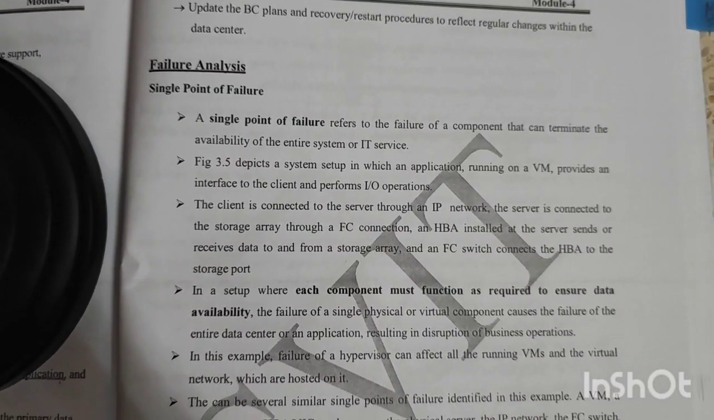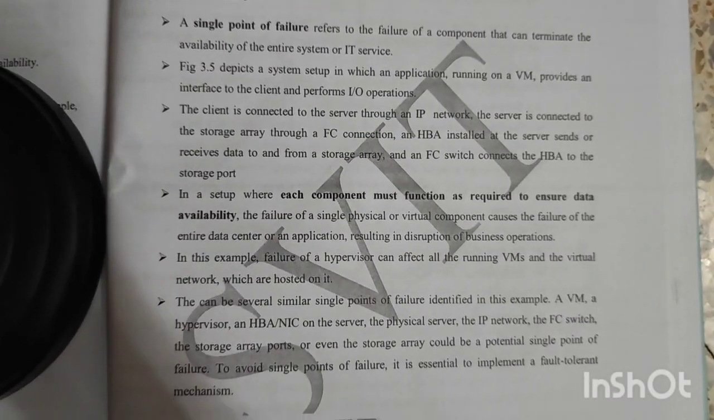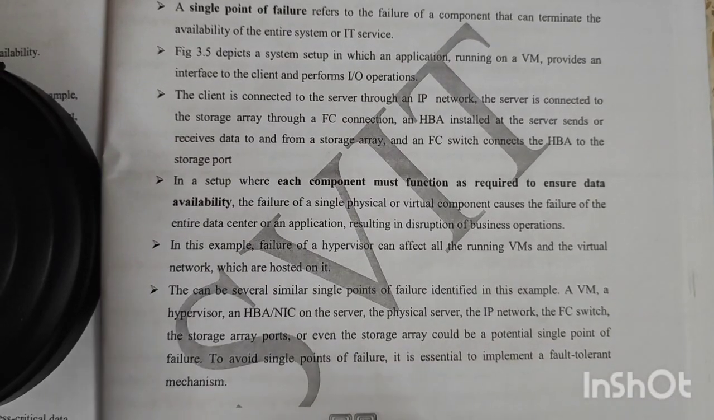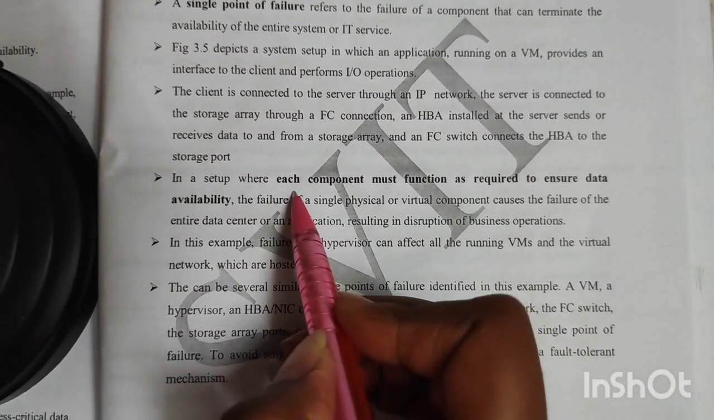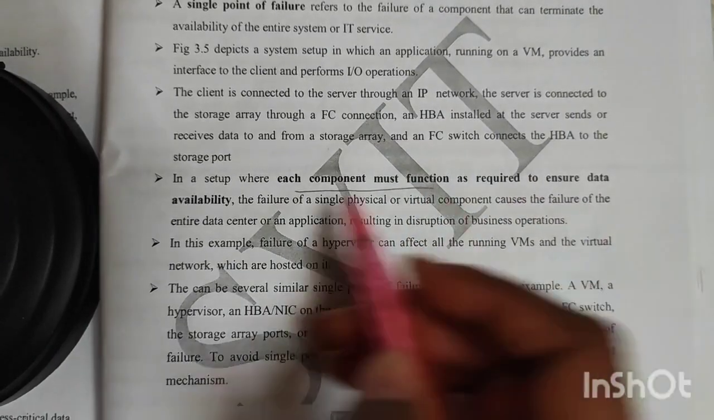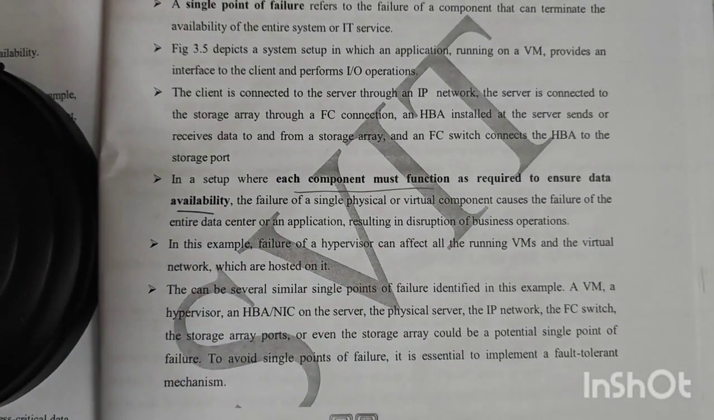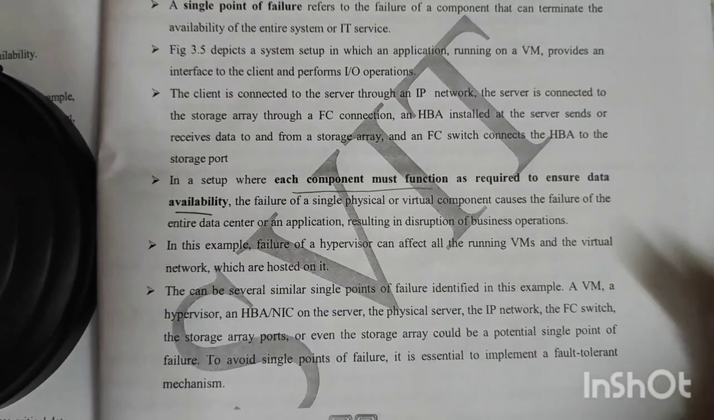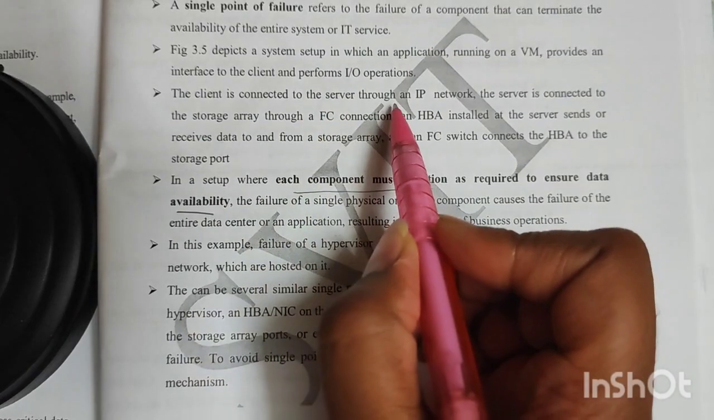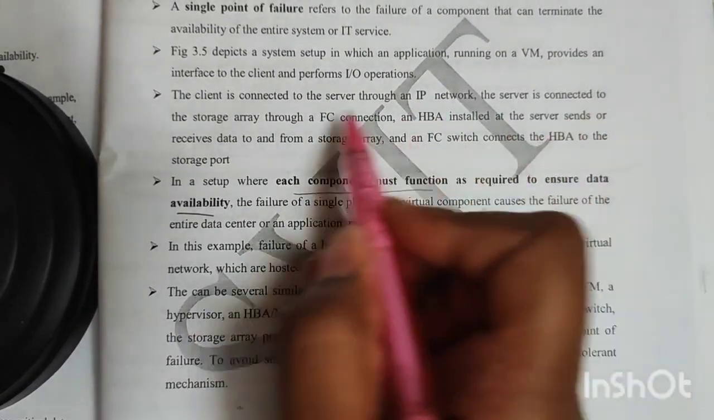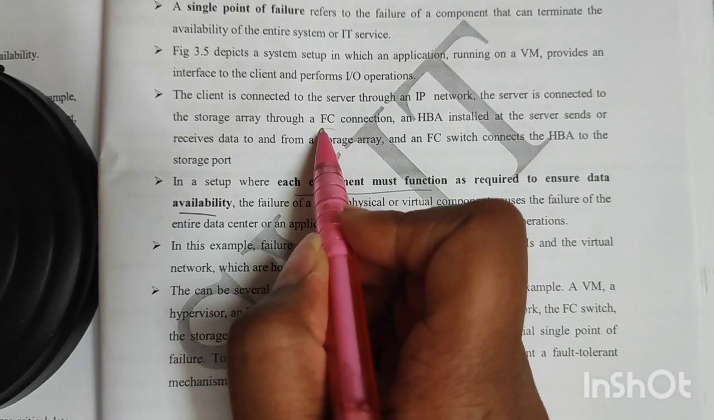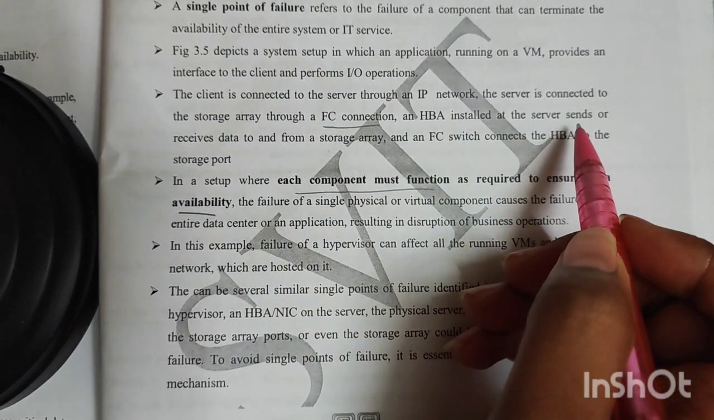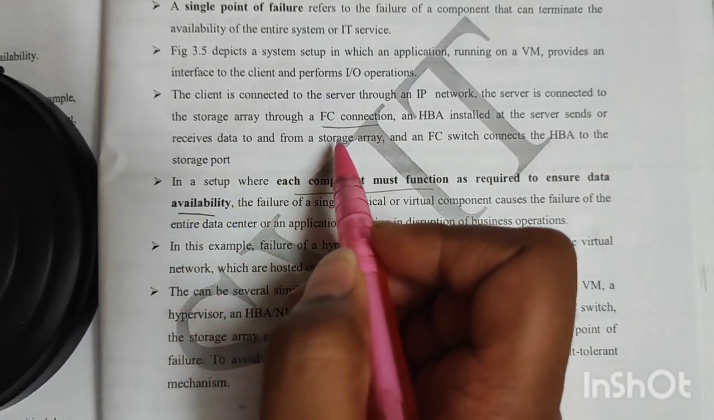Next topic is failure analysis. Here we have a single point failure that refers to a component that can terminate the availability of an entire system or an IT network. That is, each component must function as required to ensure the data availability. So if one part fails, then there is a chance that your whole network is down. So if your client is connected to the server through an IP network, then the server is connected to the storage array through an FC connection. HBA is installed at the server, and sends and receives data to and from the storage array.